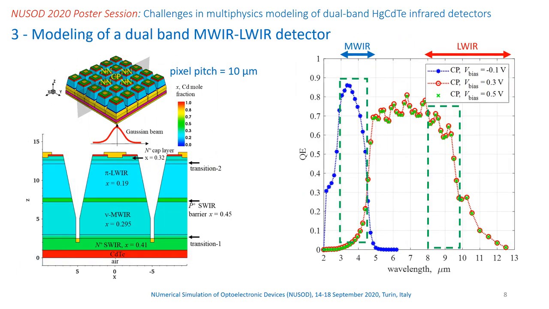Satisfied with this, we considered a mid-long infrared dual-band detector, modifying conveniently the Mercatel composition profile. On the right, the simulated quantum efficiency spectrum is shown for the two polarizations, and we can observe good spectral selectivity with low voltage. For clarity, I also marked in green the operating wavelength windows for a hypothetical detector based on this scheme.